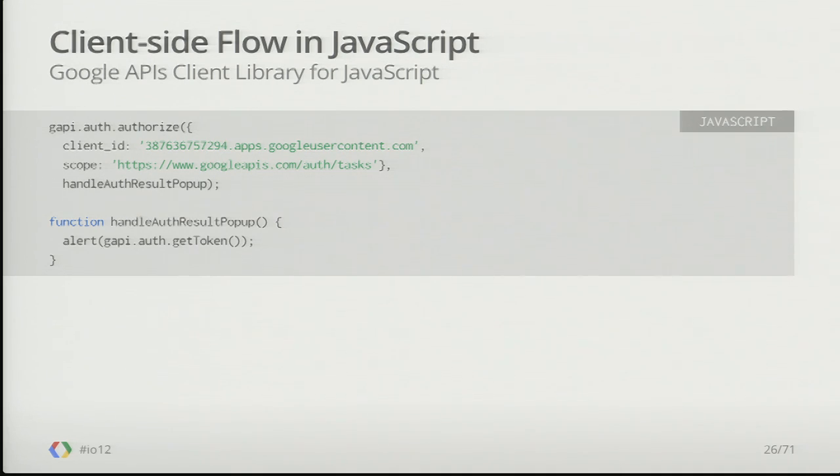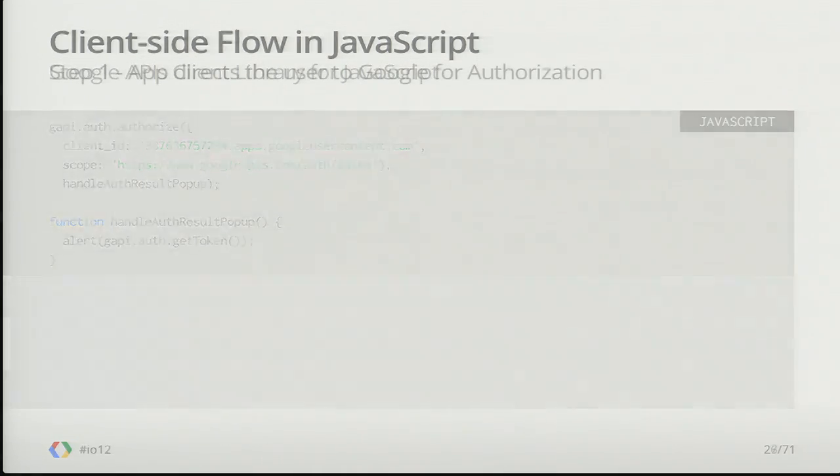And then there's a callback handler there. And that callback handler has access to the actual access token. And we just do a quick JavaScript alert here. And thus, we've reached our goal, and we have an access token.